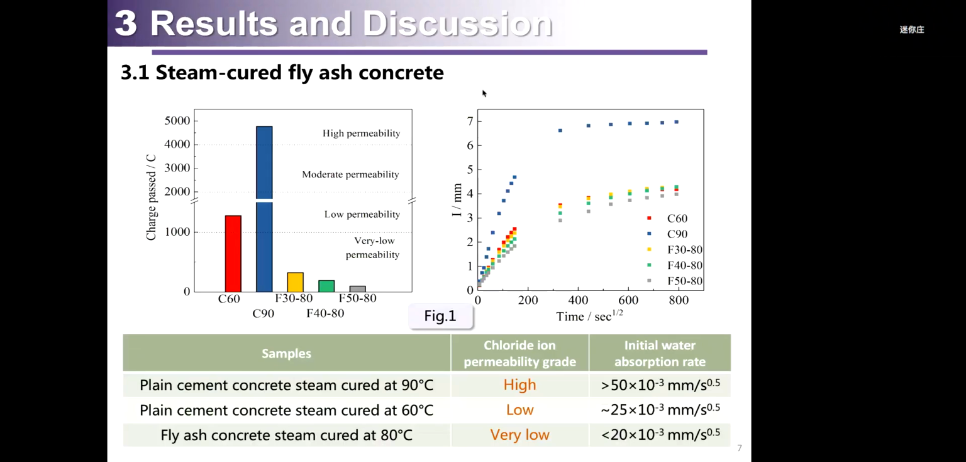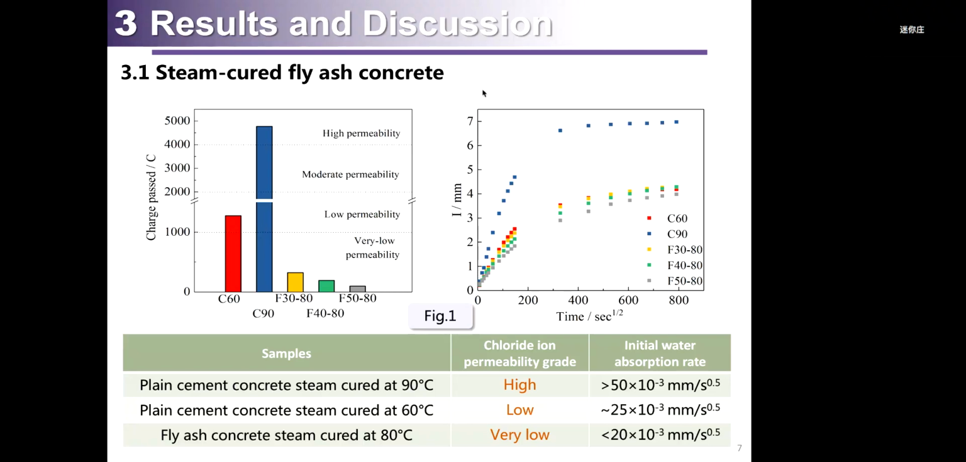Well, let's move to the third part, results and discussion. Figure 1 shows the results of the steam-cured plain cement concrete and fly ash concrete. The initial water absorption rate of plain cement concrete steam-cured at 90 Celsius degrees is higher than 50 times 10 to the minus 3 mm per square root of the second, which corresponds to its high chloride ion penetration grade.